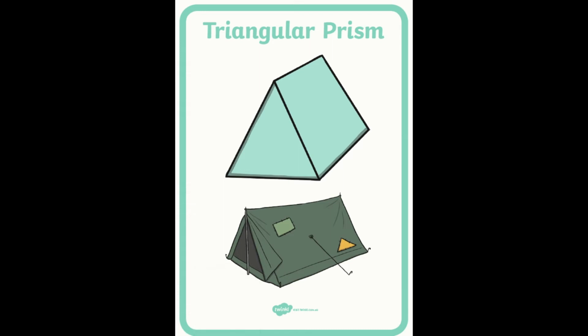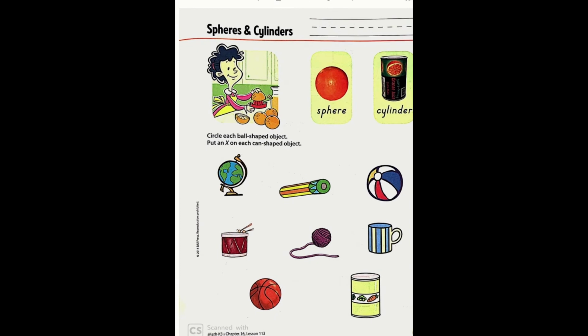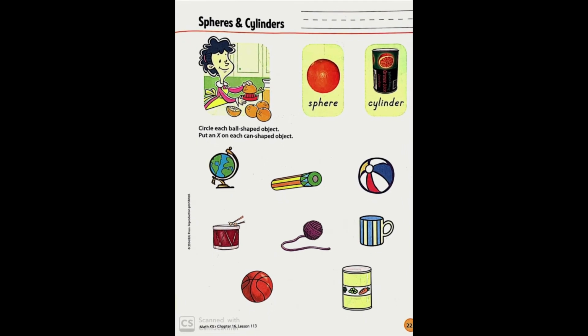Okay, so those are the 3D shapes. So let's get into the book and see what they have given us. We're going to start with spheres and cylinders. Sphere and cylinder. And the mommy is cutting the sphere-shaped orange into half and making an orange juice, I think.